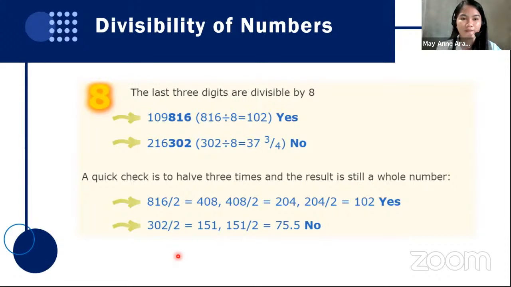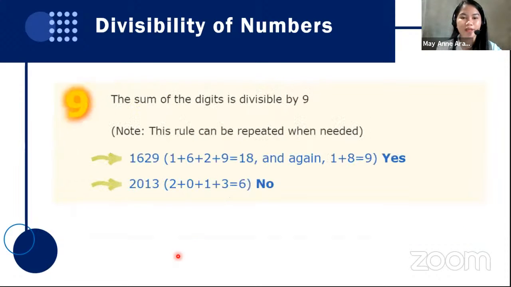Next, we have the divisibility rule of 9. So the sum of the digits must be divisible by 9. So same lang din sa 3. So add 1 plus 6 plus 2 plus 9 is 18. This is divisible by 9. Okay, we apply this rule again to the result. So 1 plus 8 is 9, and 9 is divisible by 9. Therefore, 1,629 is divisible by 9.